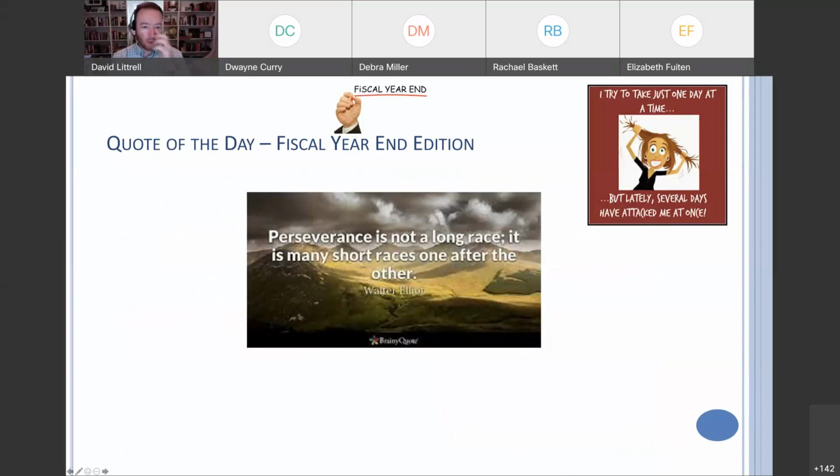And then our quote of the day, fiscal year end edition. Perseverance is not a long race. It's many short races, one after the other. And isn't that true? We know you guys have a lot of procurements that are moving. There's a lot of moving parts, and we have just over a week left.